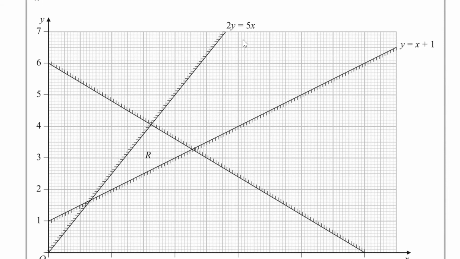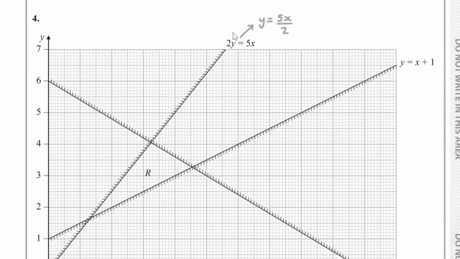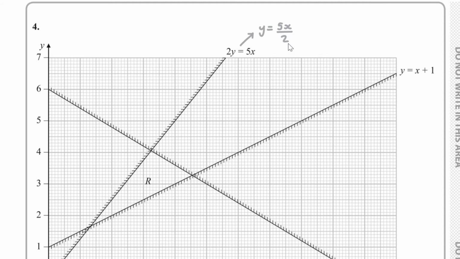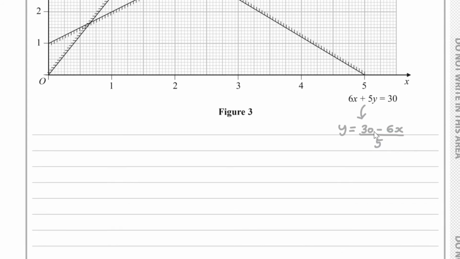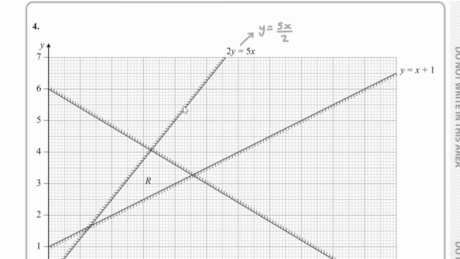What we can do to begin with is rearrange each of these equations so we've got y equals some function of x. Well, we can leave this equation alone, but we need to rearrange this equation and also this equation here. And if we do that, you'd find here we get y equals 5x over 2, and here we get y equals 30 minus 6x over 5. Now, the reason I want to do this is because this will allow me to find out which way the inequality signs should be facing.